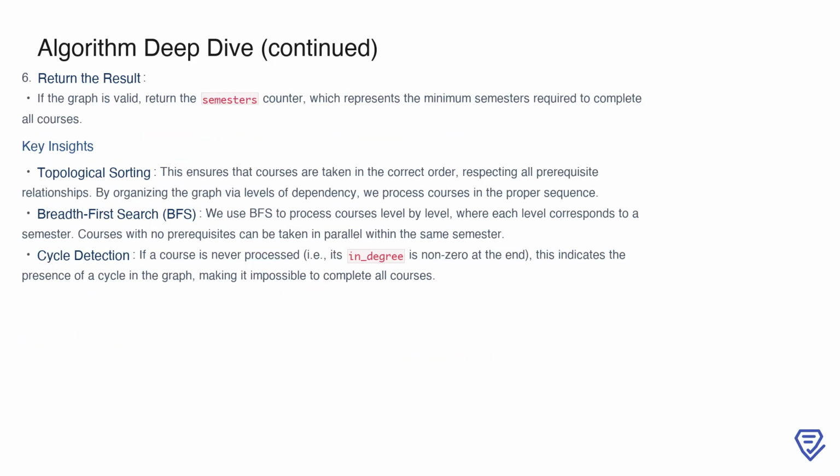Finally, we return the result. If the graph is valid, the semesters counter provides the minimum number of semesters required to complete all courses. This result reflects the structure of the graph and the dependency levels within it.